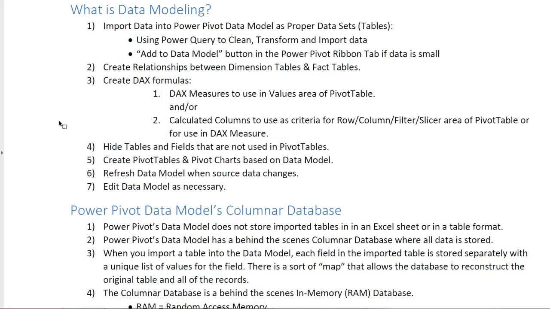And then step 4 in data modeling, we're going to hide all tables and fields that are not going to be used in our pivot tables. We'll still have access to them. They just won't show up in our pivot table field list.